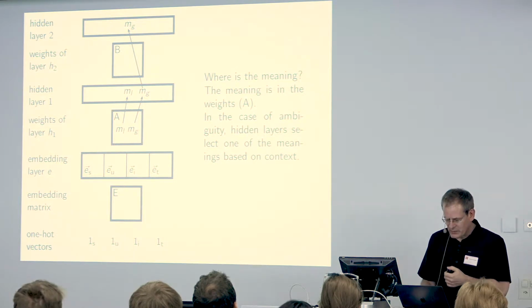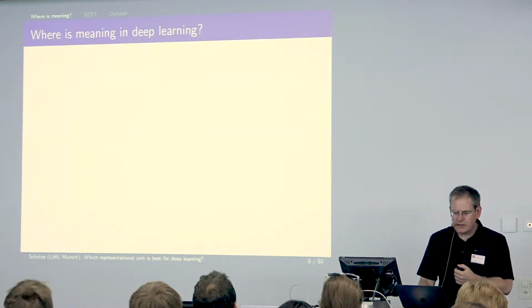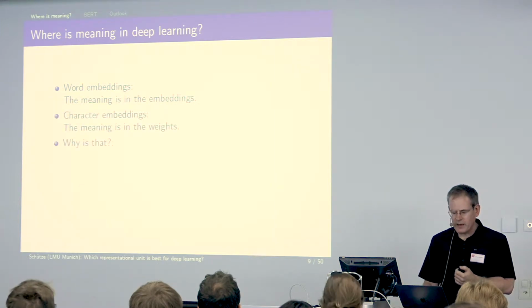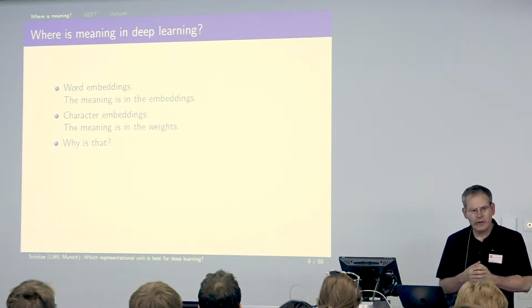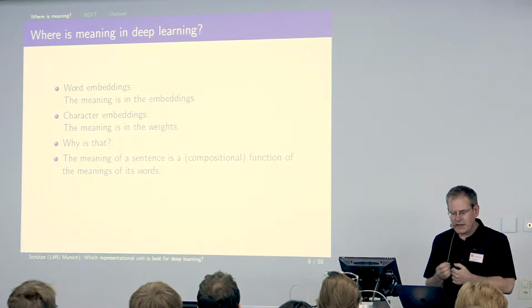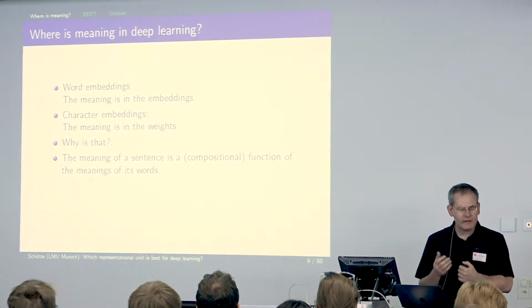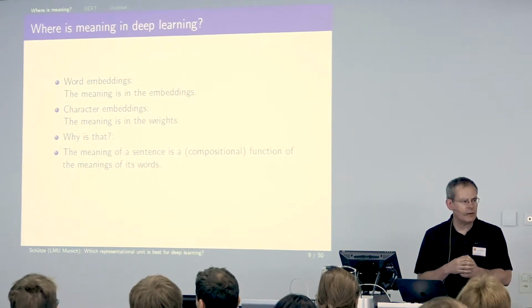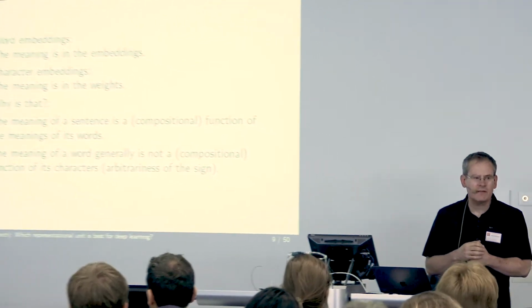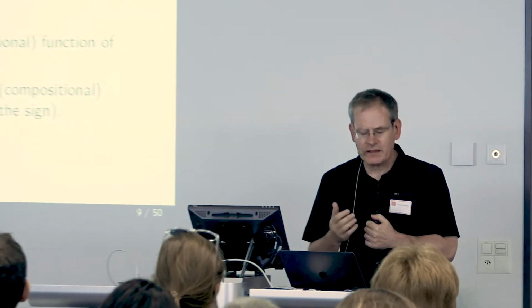Okay. Then to summarize, where's the meaning in deep learning? For word embeddings, the meaning is in the embeddings. For character embeddings, the meaning is in the weights. Now, why do we get this difference? The reason is that the meaning of a sentence is a compositional function of the meanings of its words. But the meaning of a word generally is not a compositional function of its characters, and that's the arbitrariness of the sign.